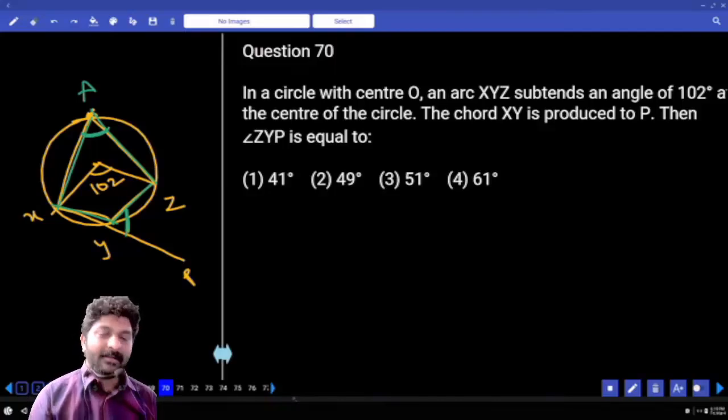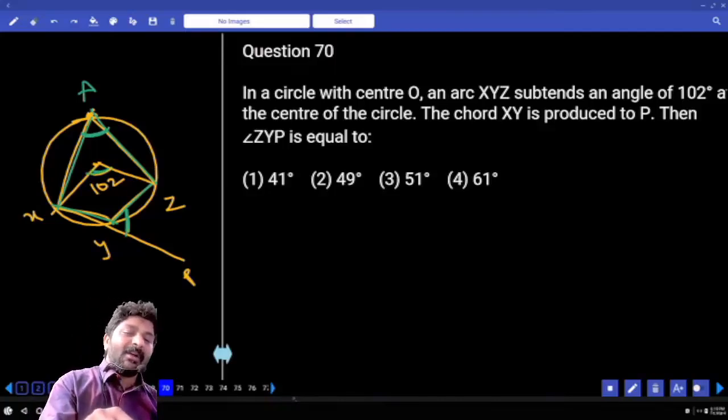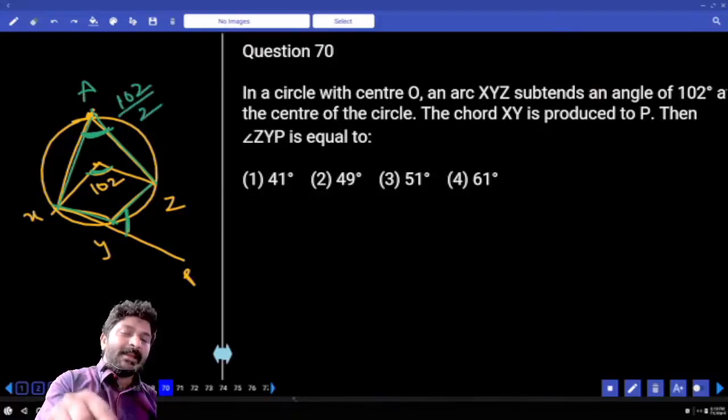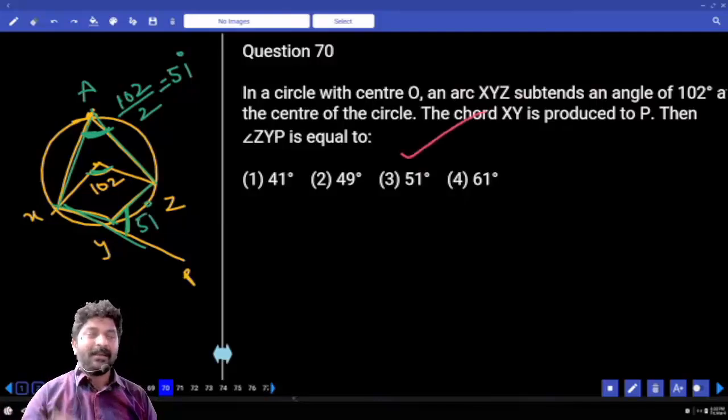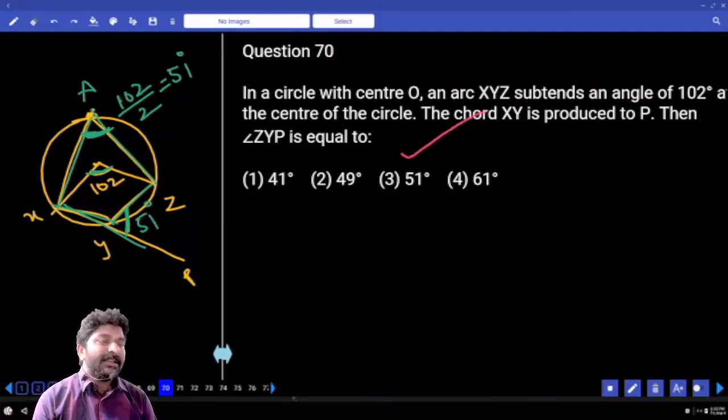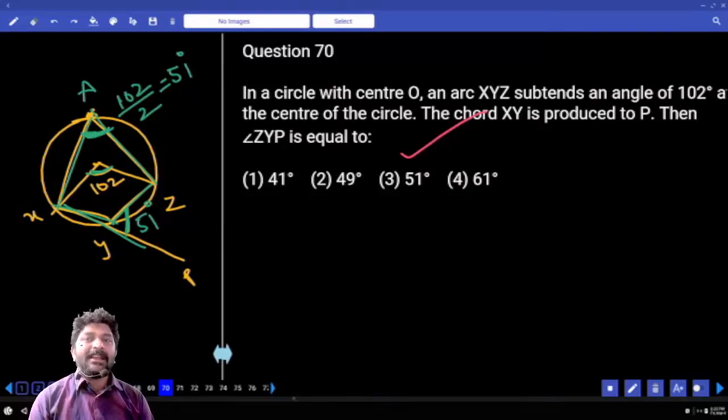Right. If the center has 102, what should the similar angle here be? Exactly half. 102 by 2, which is 51. So the interior angle at A is 51. The opposite side exterior angle must also be the same, that is 51. In a cyclic quadrilateral, the interior angle must be equal to the exterior angle of the opposite end.